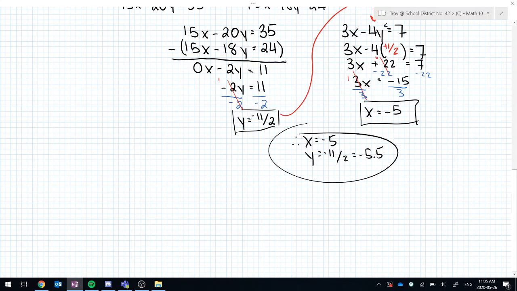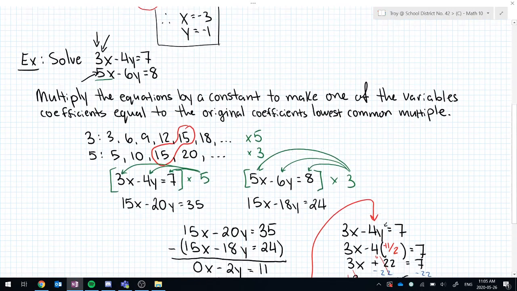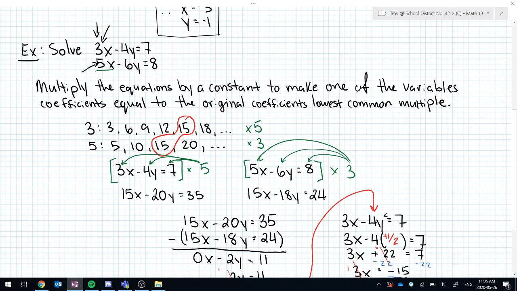All right, so exactly the same thing, exactly the same method as the last question, except we had to go in and multiply them by a constant to make sure that the coefficient was the same across the same variable. Okay? So hopefully that's not too bad.